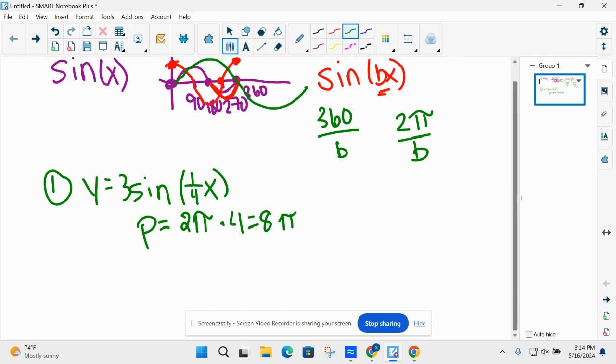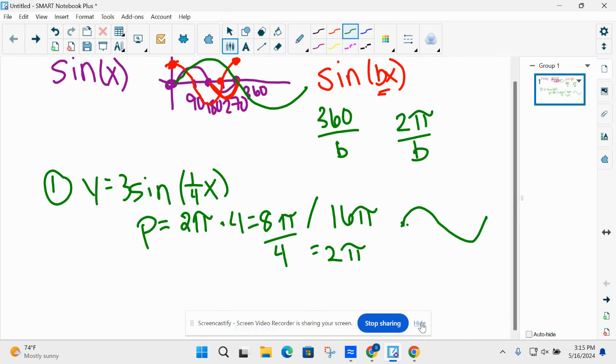And it wants you to graph 2 cycles, so that means we're going to graph all the way to 16 pi. So if you divide your period by 4, then you get the interval in which you will have an intercept, a maximum, or a minimum. So that means every 2 pi, you'll either have an intercept, a maximum, or a minimum. So you know for sine, it starts at 0, has a max, intercept, min, intercept, and then it repeats the cycle. So I'm going to use that fact to graph it.